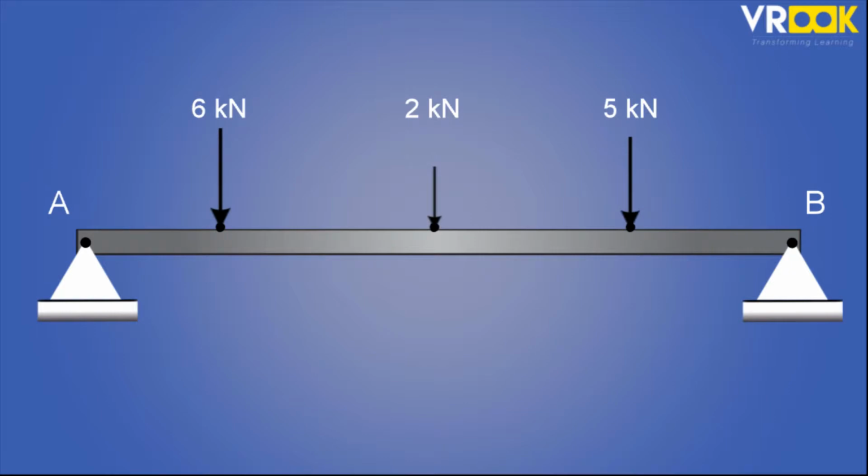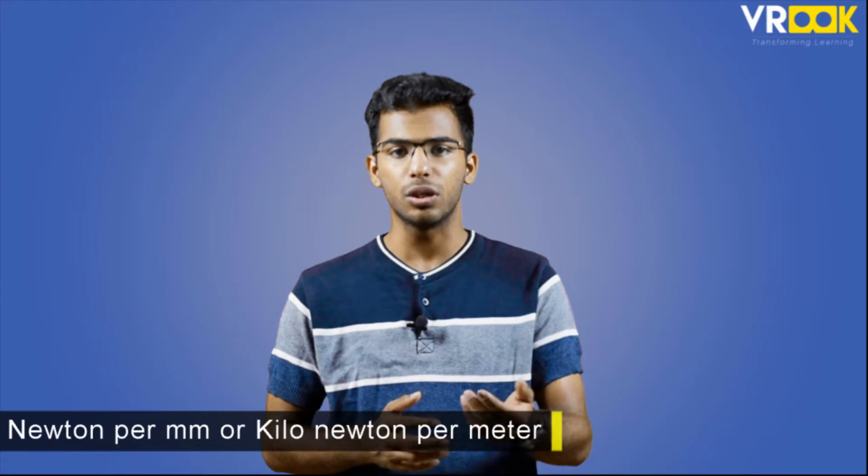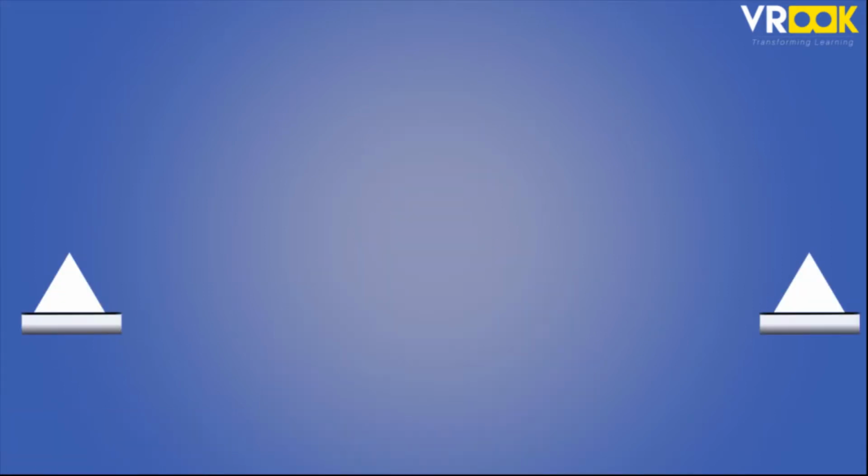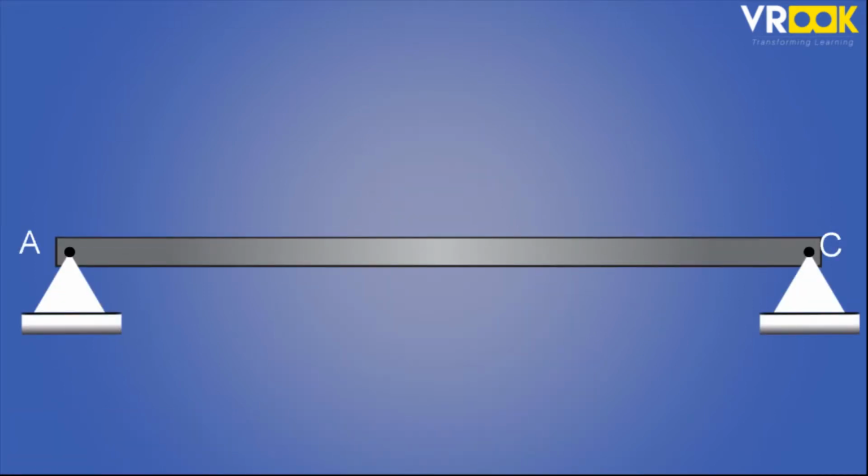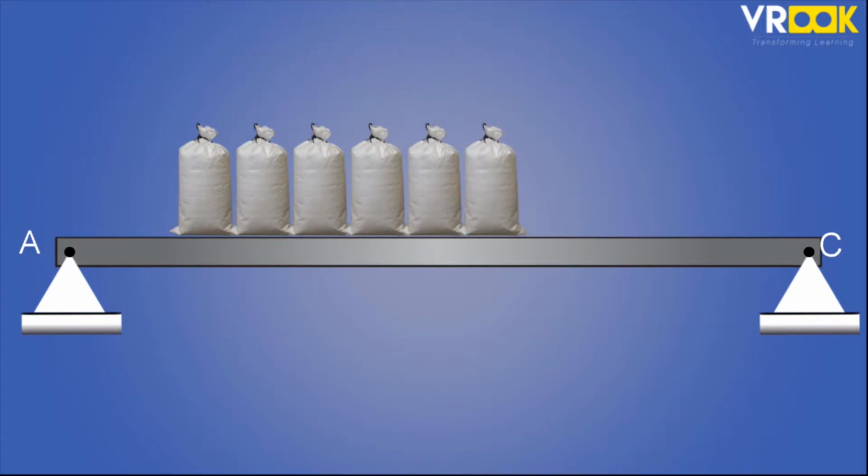Then the second type is UDL or uniformly distributed load. It means for the entire span or the entire length of the beam, or even a small part of it, the load is uniform. This load has a unit of Newton per millimeter or kilonewton per meter. For example, we can consider sandbags placed on a beam. So all the sandbags are of same size and weight. Hence, they apply the same force throughout the span of the beam.